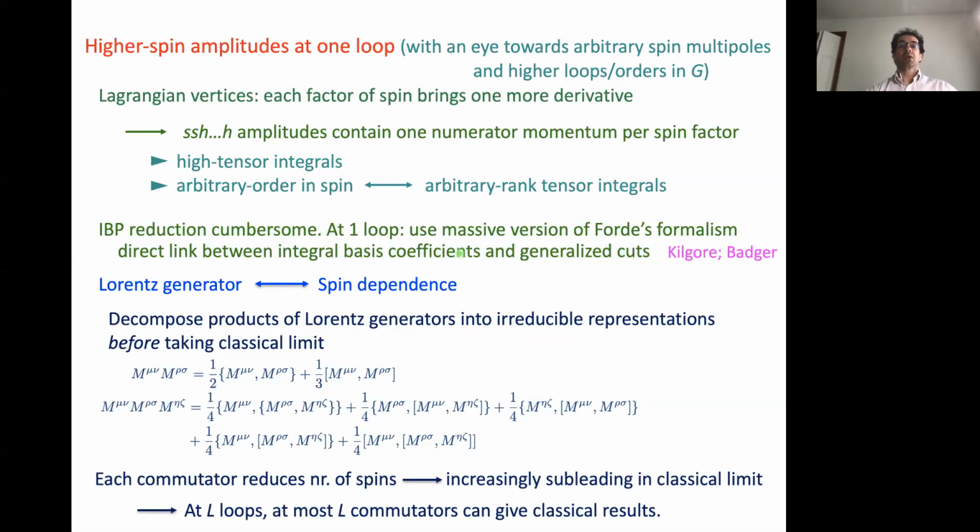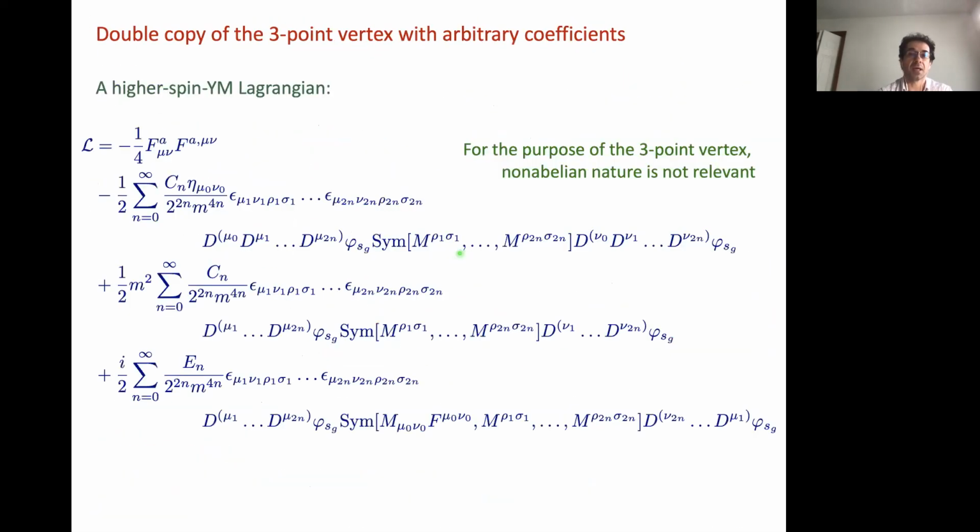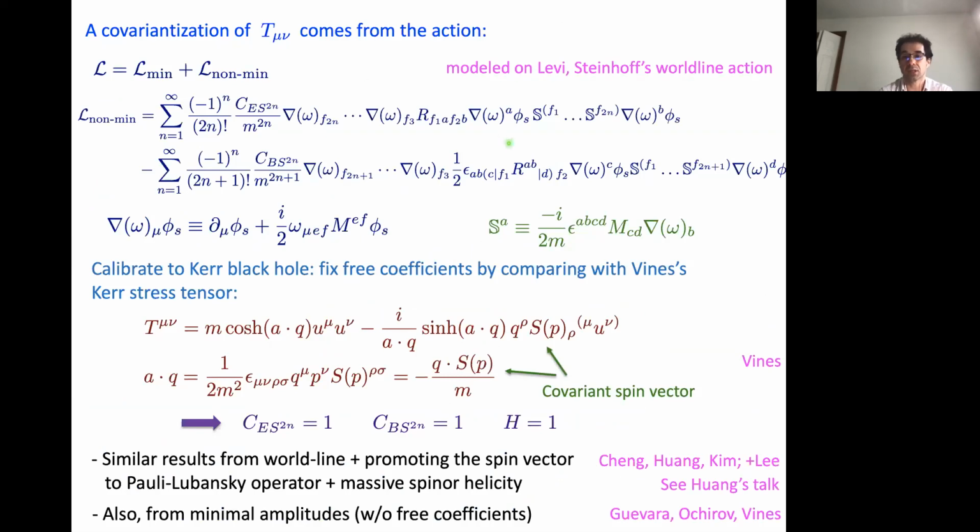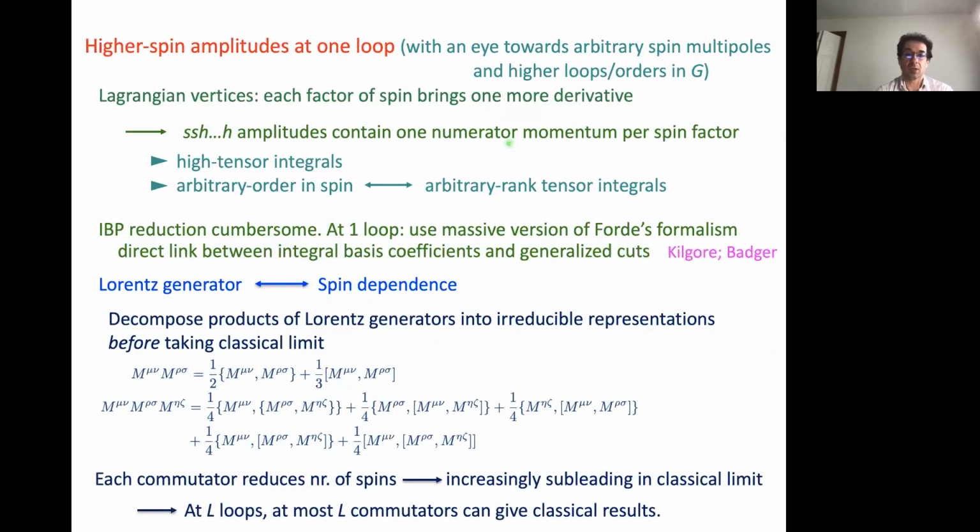To go to loops, it's in fact useful to have a little bit of a discussion with an eye towards including arbitrary multiples and going to arbitrary high loops, by which I mean, in the classical limit, computing classical amplitudes to any order in G. So, as you might have noticed, the Lagrangian has arbitrarily many derivatives. Therefore, the vertices contain arbitrarily many derivatives. Therefore, they will lead to high tensor integrals and, in fact, arbitrarily high order tensor integrals.